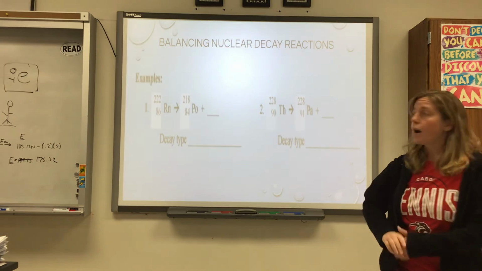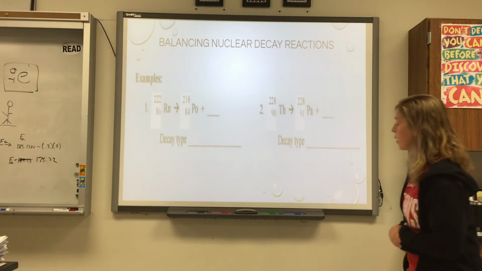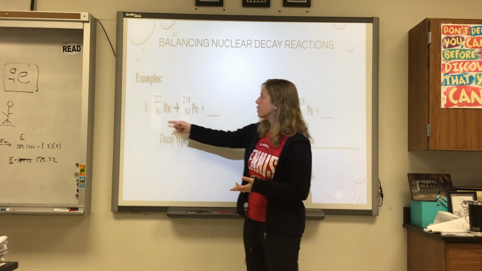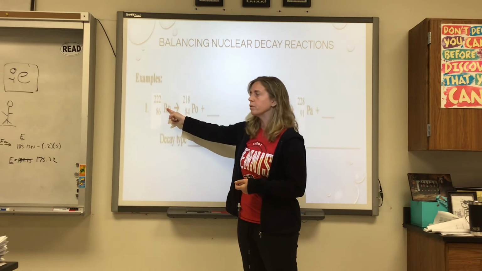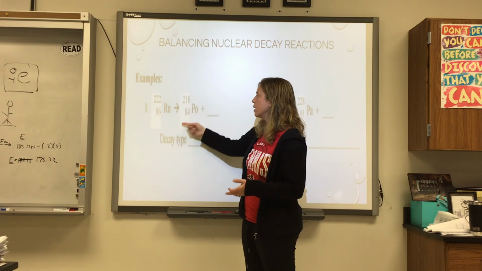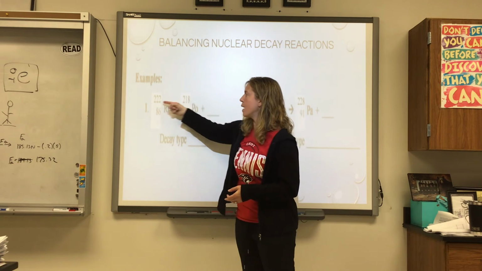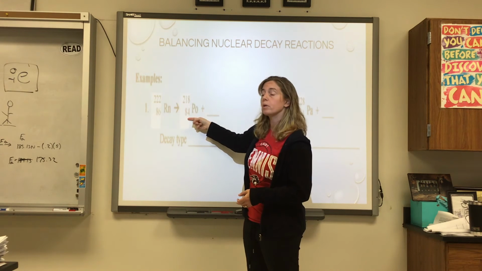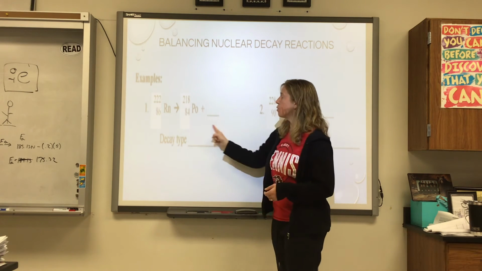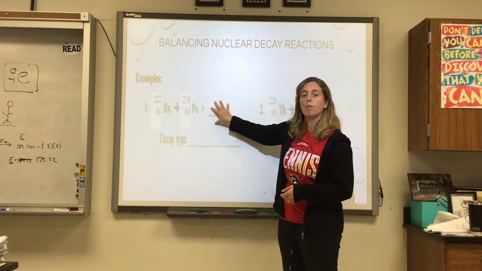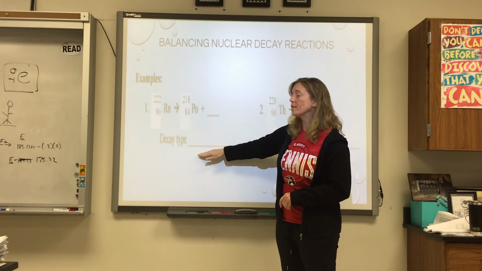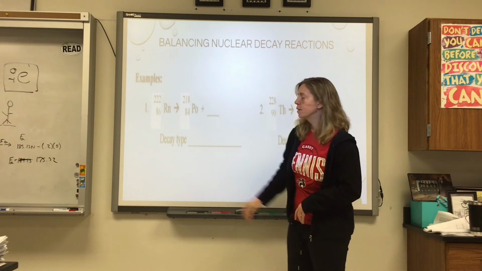All right, so let's try these. An example here: what am I left with? Here I have radon-222, and it's undergoing a decay. I can see right here that my mass reduced by 4 and my atomic number reduced by 2. So that tells me I should write an alpha particle right here, which would be a 4 and a 2, and I would write helium. And then the decay type would be an alpha decay.